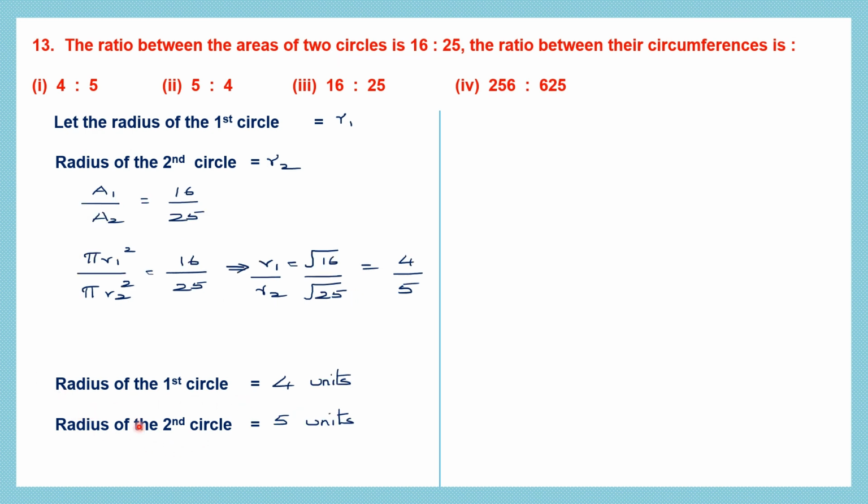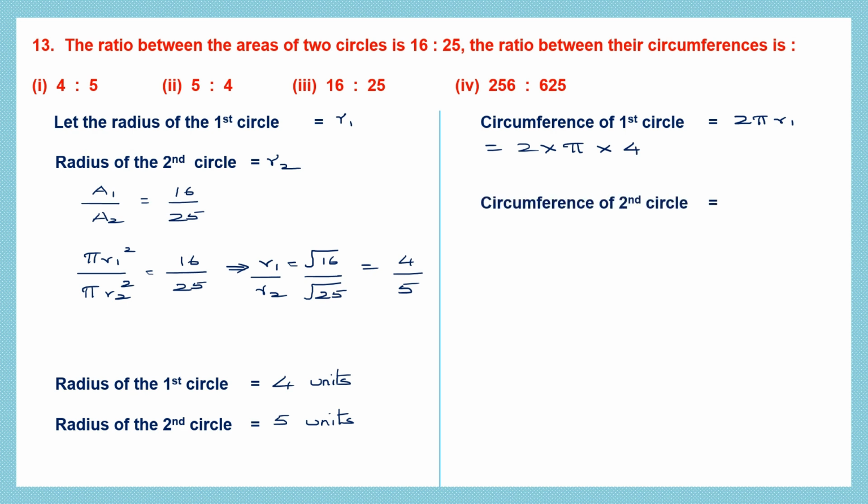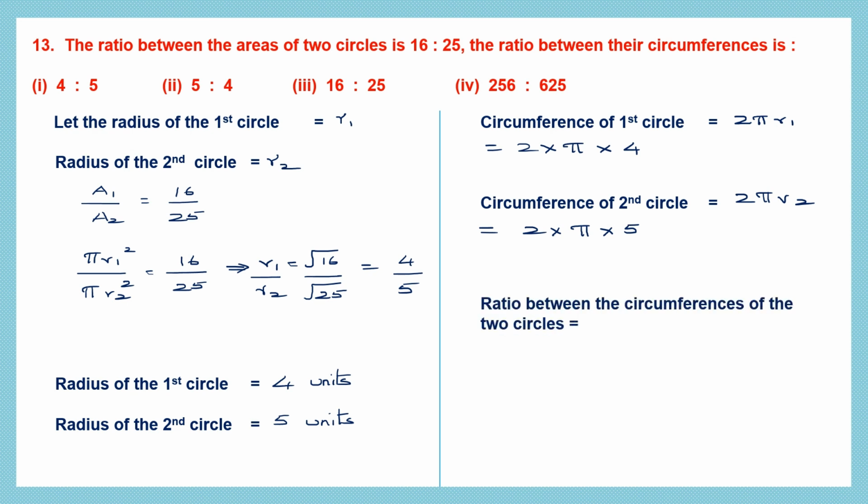So we have found the radius of the first circle and the radius of the second circle. Now with the help of the two radii, let's find the circumferences of the two circles. So circumference of the first circle is 2 pi r1, which is equal to 2 into pi into 4 units. Similarly, circumference of the second circle is 2 pi r2, which is 2 into pi into 5. Now we have to find the ratio between these two circumferences.